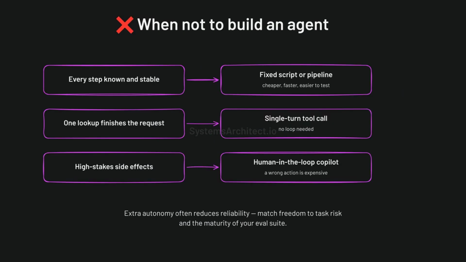Don't reach for a free-form agent when every step is known and stable. A fixed script or pipeline is cheaper, faster, and easier to test for known sequences with rare surprises. A single-turn tool call is enough when one lookup or one action finishes the request. Human-in-the-loop copilots stay the better fit for high-stakes work where a wrong side effect is expensive. Extra autonomy often reduces reliability. Match freedom to task risk and how mature your eval suite is.